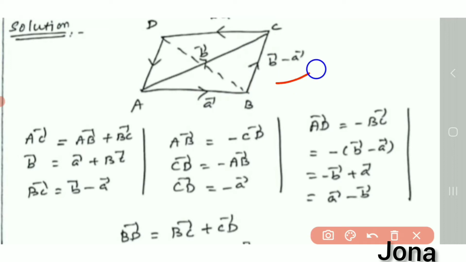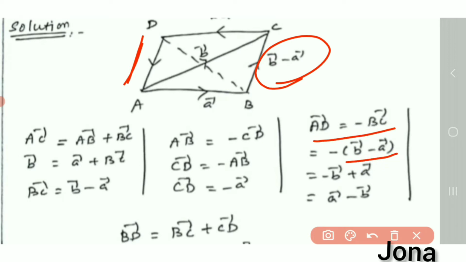If BC is B vector minus A vector, the opposite side DA is in opposite direction, so we have to put a minus symbol. So we can say AD equals minus BC. So minus of B minus A is nothing but minus B plus A, that means A vector minus B vector. So now we found the other three sides.